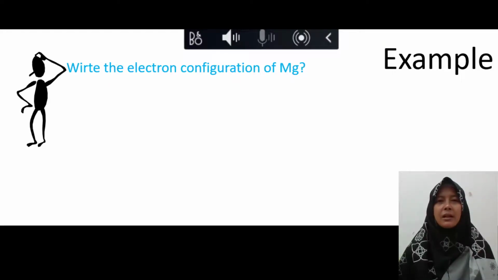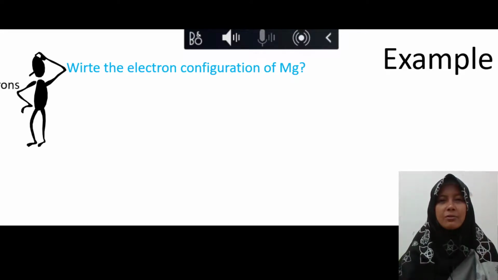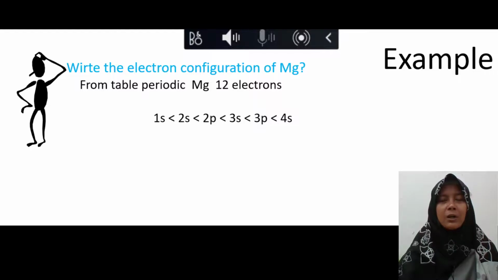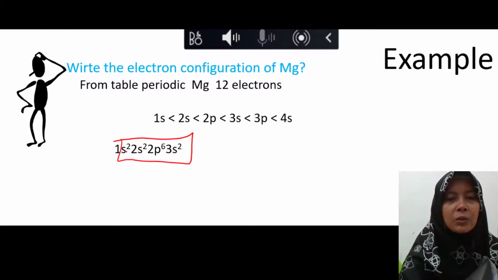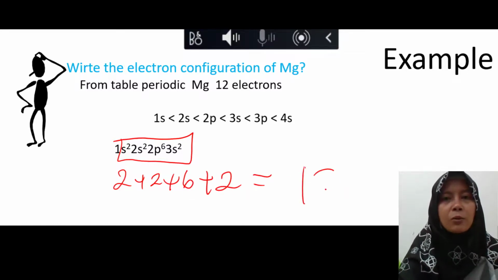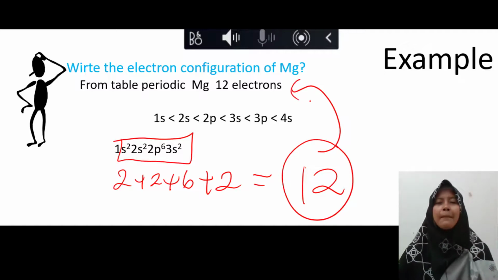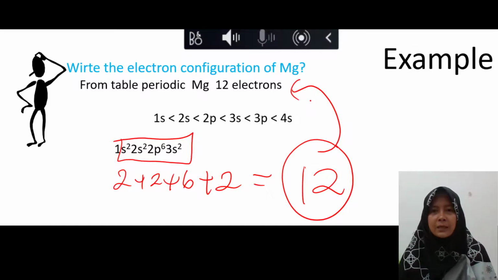For example, I'd like to write the electron configuration of Mg. How can you write it? From the periodic table, magnesium has 12 electrons, and following the diagram we have discussed before, I can state the electron configuration is like this: 1s2, 2s2, 2p6, and 3s2. We can check the electrons: 2 plus 2 plus 6 plus 2 occupies 12 electrons, equal to the magnesium electrons here.